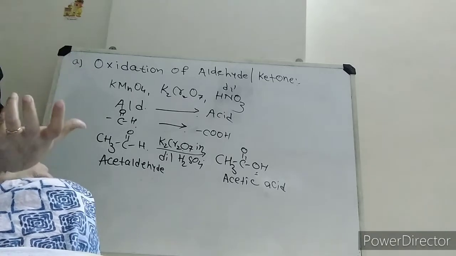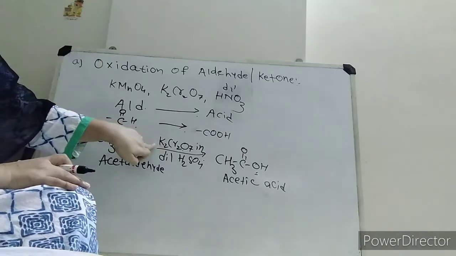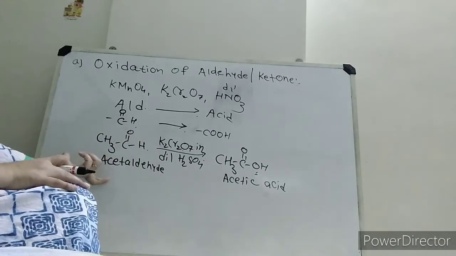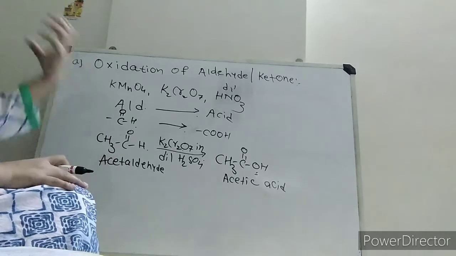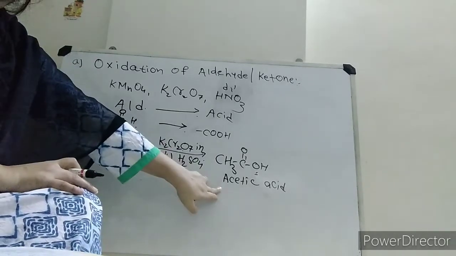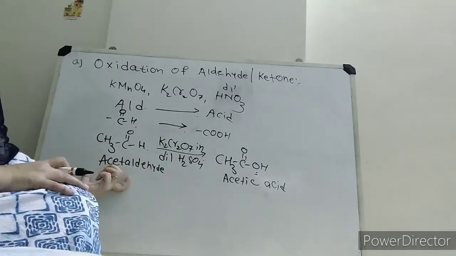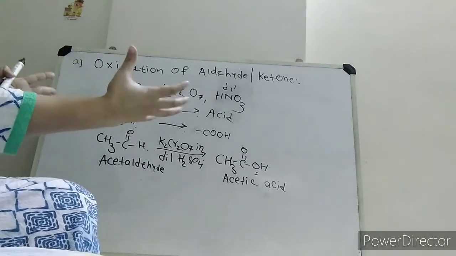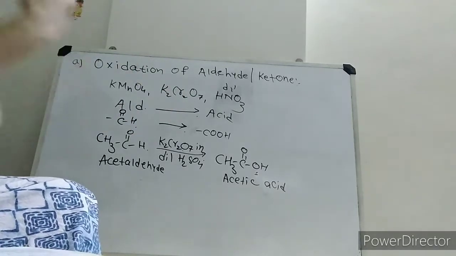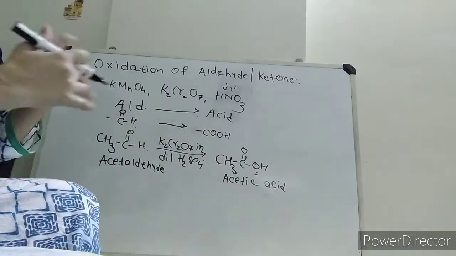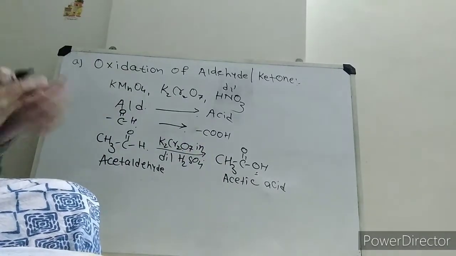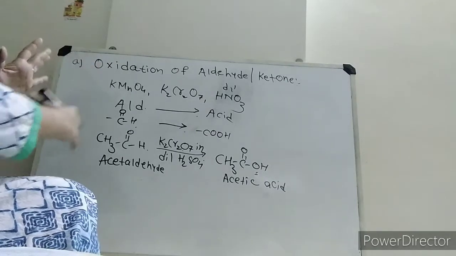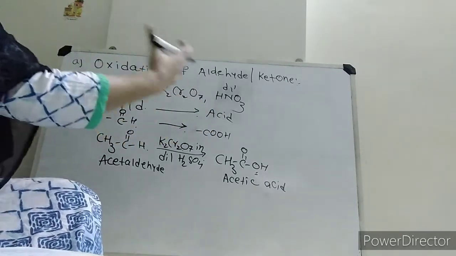So this question can be asked in the exam. What happens when acidified potassium dichromate reacts with acetaldehyde? Or how will you prepare acetic acid from acetaldehyde? Then first of all, you have to write both the formulas. If they ask how will you prepare acetic acid, you have to write the acetic acid formula, CH3COOH, from acetaldehyde, then write the acetaldehyde formula. And then you have to compare both the reactant as well as the product.